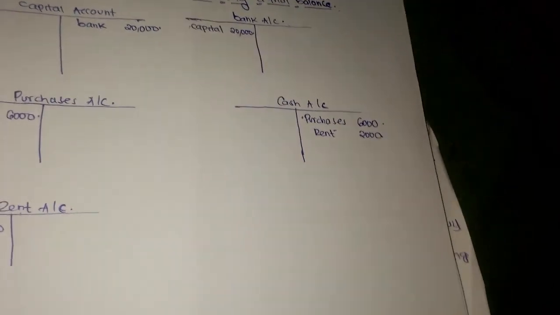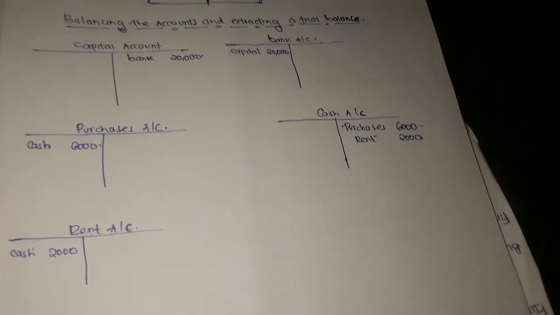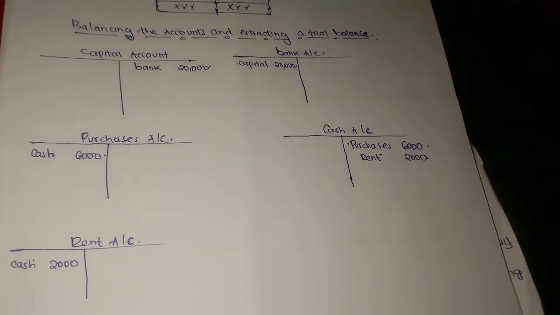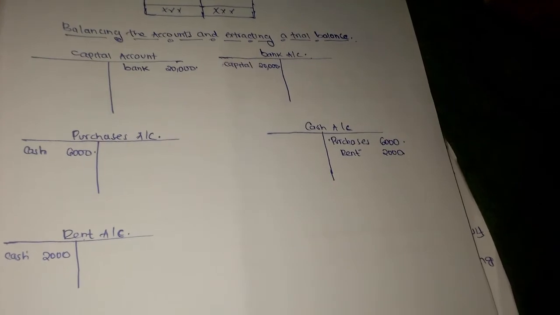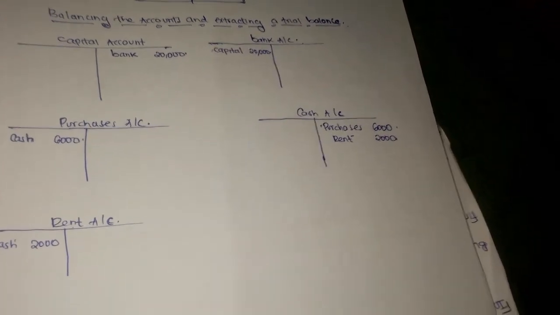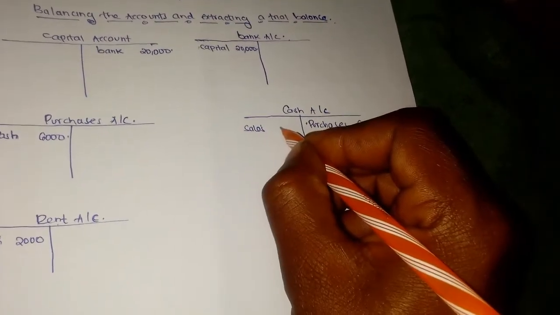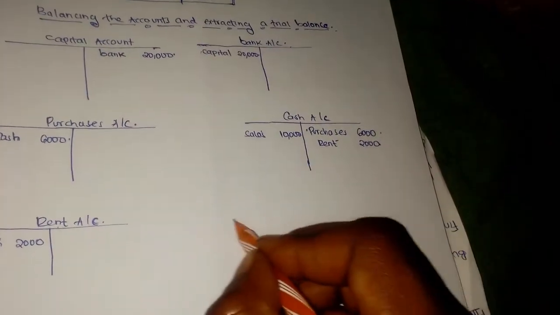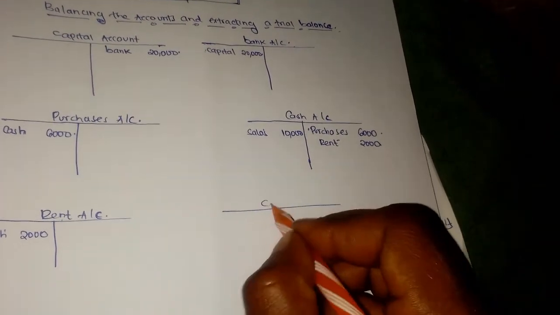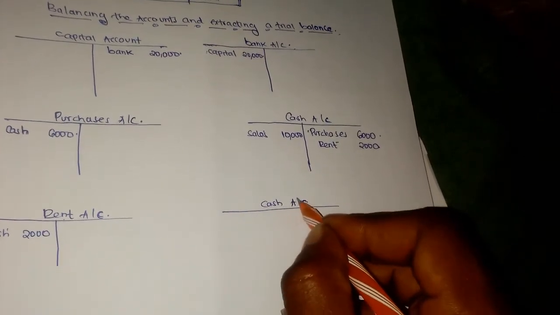Then the last question, sold goods for shillings 10,000. There was an increase in sales, because he sold goods for shillings 10,000. So at this point, we're going to debit the cash account and credit the sales account. In the cash account, we're going to debit. There was sales. How much? 10,000. And then you're going to open the cash account.